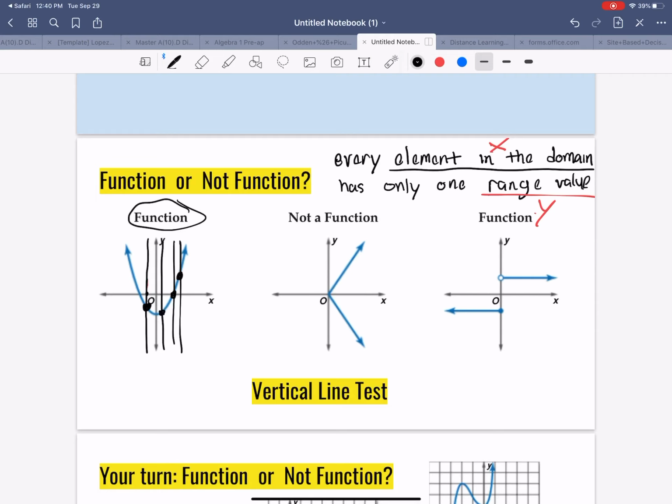Now when we come over here, I'm going to draw a vertical line. And if you notice, how many times does it cross? It crosses twice. And since it crosses twice, that means it is not a function. Now, there are some exceptions to weird-looking graphs.